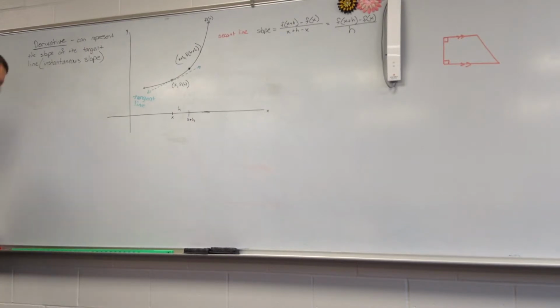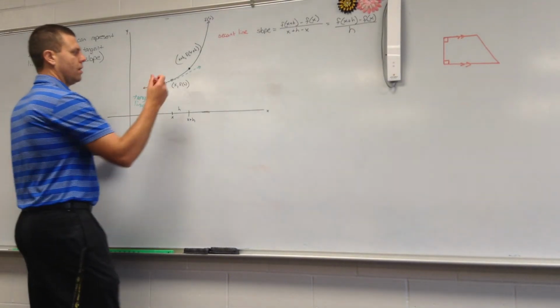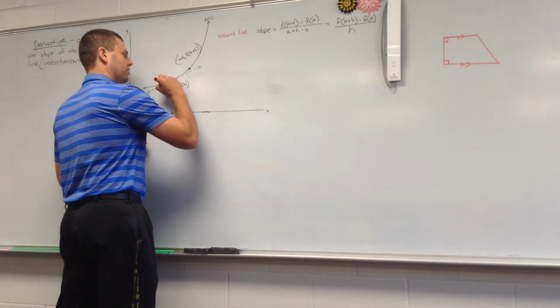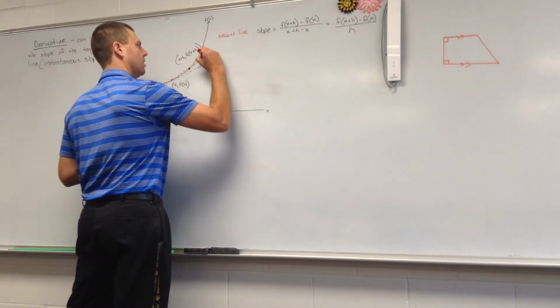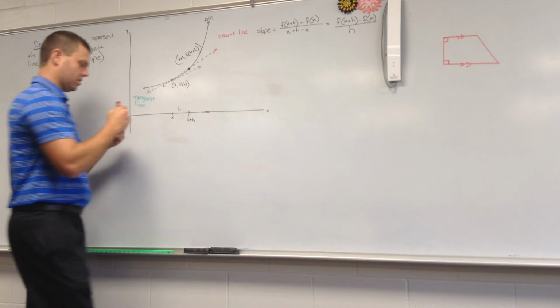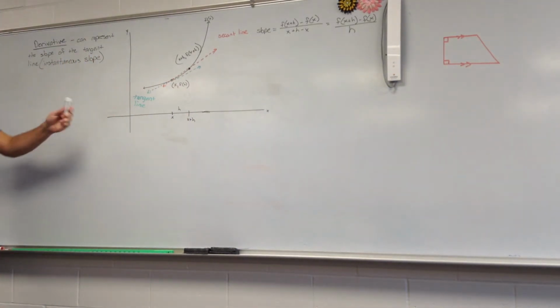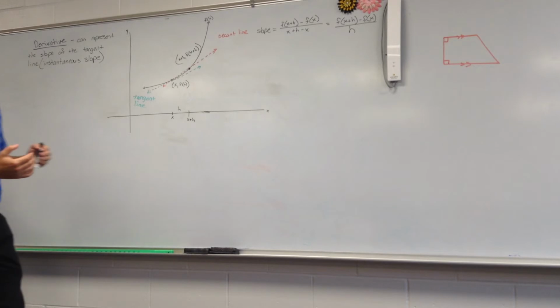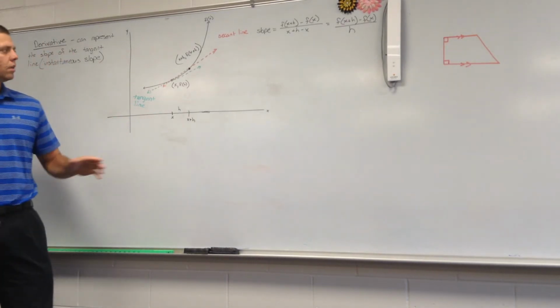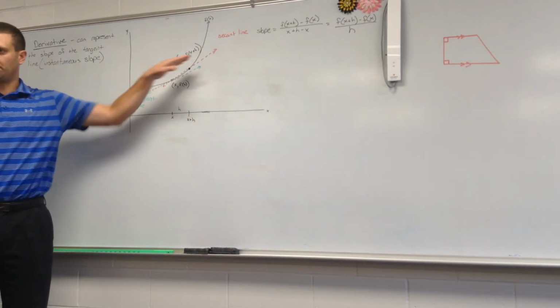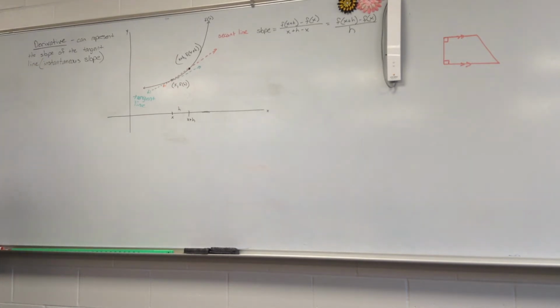Would the slope of this secant line equal our tangent line? Not equal, but it would be closer. Yeah. So by making that h value smaller, I got closer to my goal of finding the slope of the tangent line. So what if I make it smaller again?